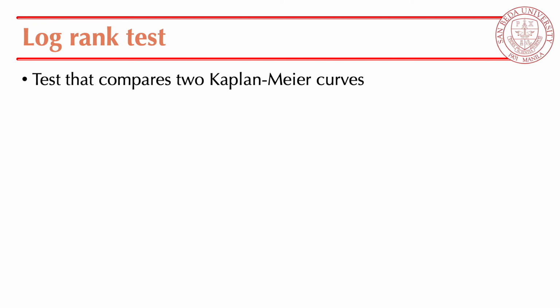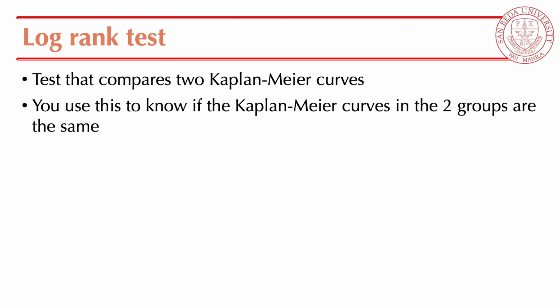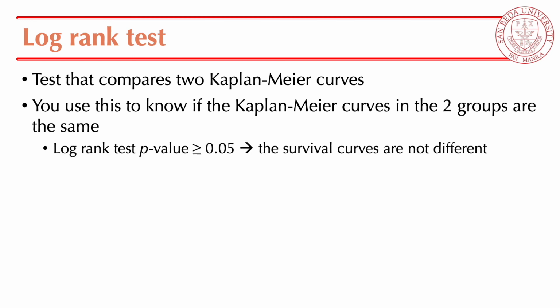This is a statistical test that compares two survival curves, typically one curve for the control group and one curve for the intervention group. You use this test to know if the survival curves in the two groups are the same, and that is basically our null hypothesis. If the p-value for the log rank test is above 0.05, this means you do not reject the null hypothesis and make the conclusion that the two survival curves are not statistically different.